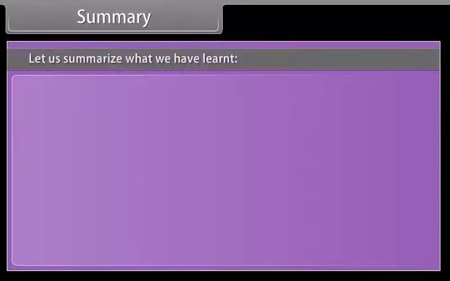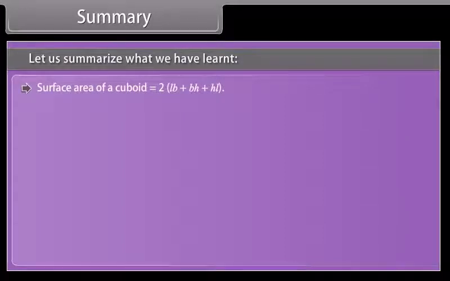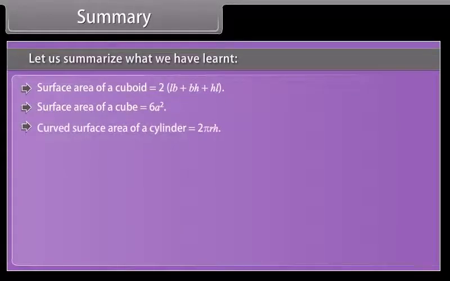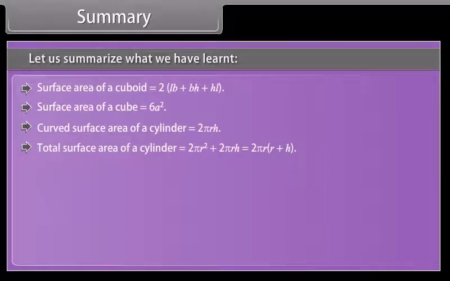Summary. Let us summarize what we have learned. Surface area of a cuboid is equal to 2 into LB plus BH plus HL. Surface area of a cube is equal to 6a square. Curved surface area of a cylinder is equal to 2 pi r h. Total surface area of a cylinder is equal to 2 pi r square plus 2 pi r h, which is equal to 2 pi r into r plus h.